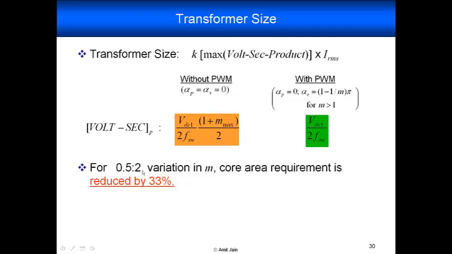Just as an illustration, if we had a variation of 0.5:2 in M, then the ratio of these two expressions would be 1.33, and you would end up reducing the core area requirement by 33%. So transformer size would reduce by 1/3 just by introducing PWM control.